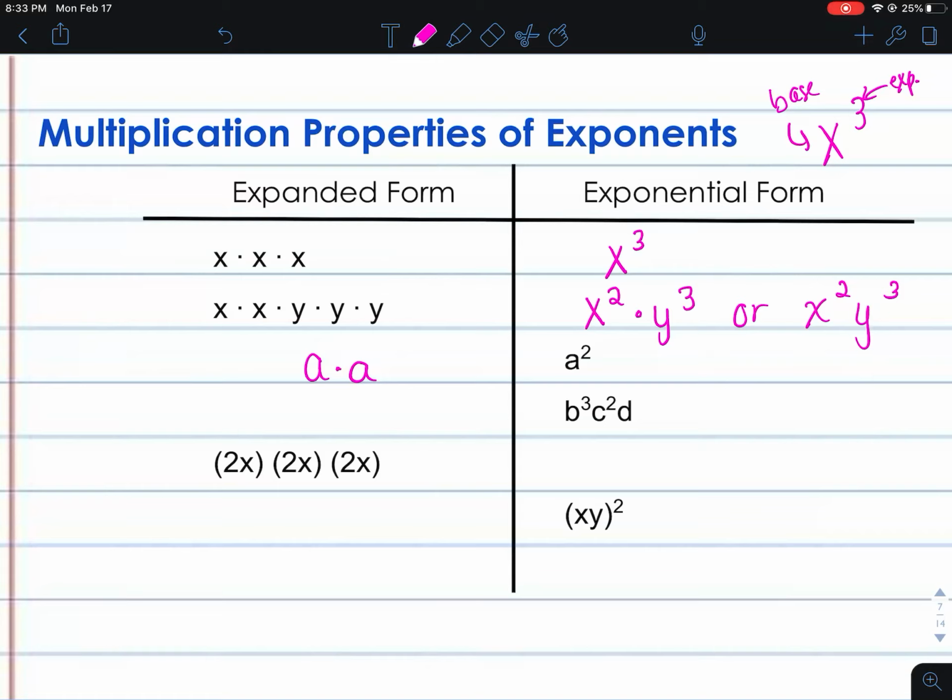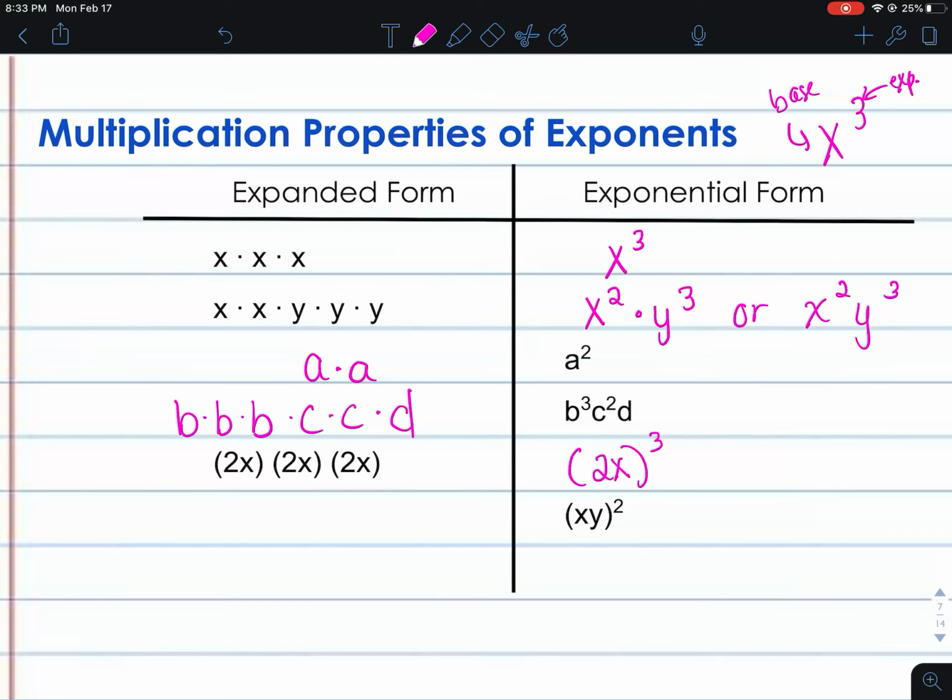Okay, so a squared would be a times a, b to the third c squared times d. For some reason, mathematicians like to put our variables in alphabetical order. So that would be b times b times b, if we're expanding this, times c times c times d. So that's what expanded form would be for that. And then this one, 2x times 2x times 2x, is the expanded form. If we were to write it as exponential form, you would just write 2x to the third.